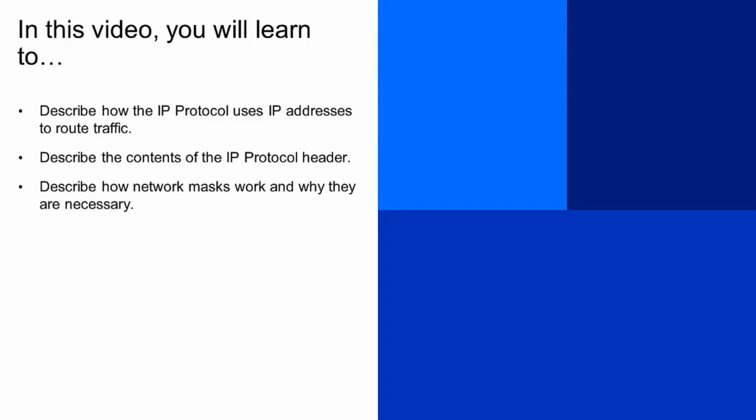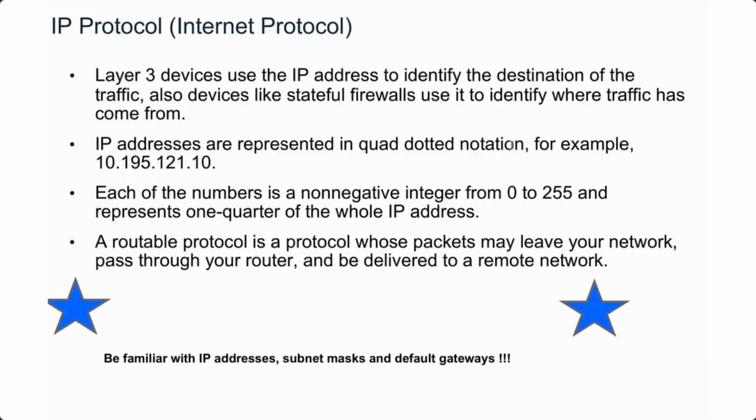In this video, you will learn to describe how the IP protocol uses IP addresses to route traffic, describe the contents of the IP protocol header, describe how network masks work and why they are necessary. The Internet Protocol, or IP protocol, works with Layer 3 devices which use the IP header to identify and process traffic. All routers inspect the destination address of each packet, but stateful firewalls also inspect the source address so they can identify where the traffic is coming from.